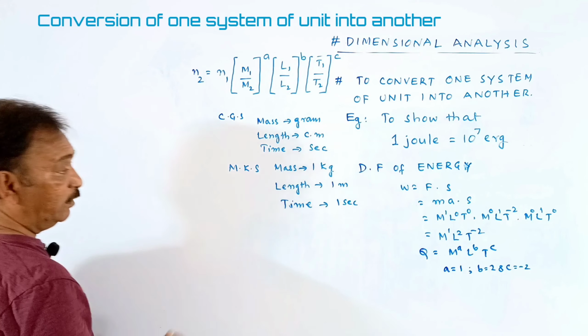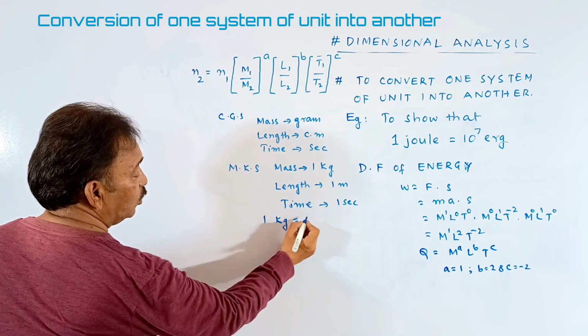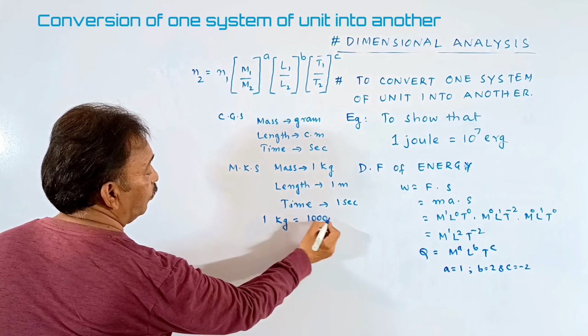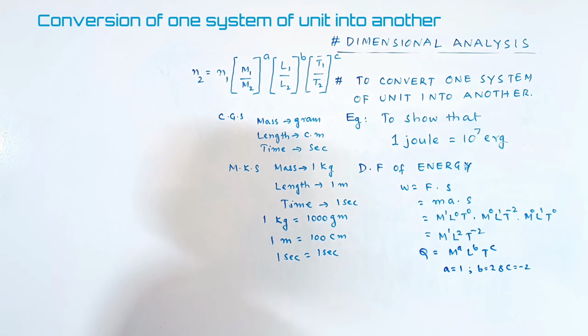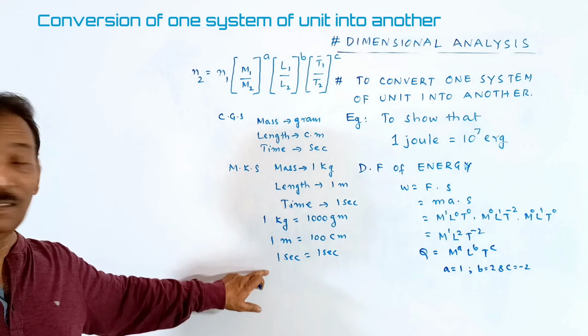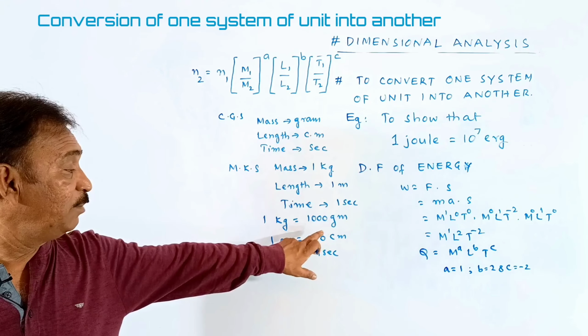As you know that 1 kilogram is equal to 1000 gram. Okay, students. 1 meter is equal to 100 centimeter. 1 second is equal to 1 second only. In all systems, the time is measured in second only.